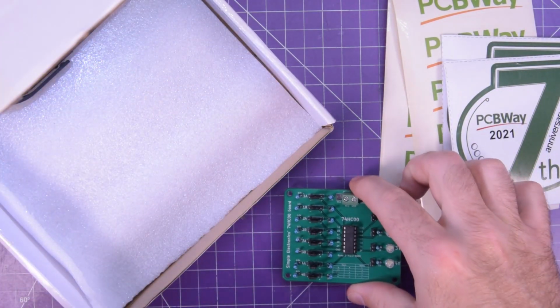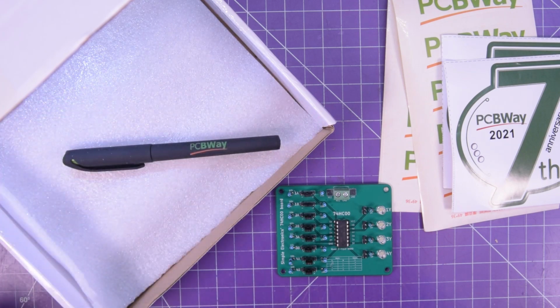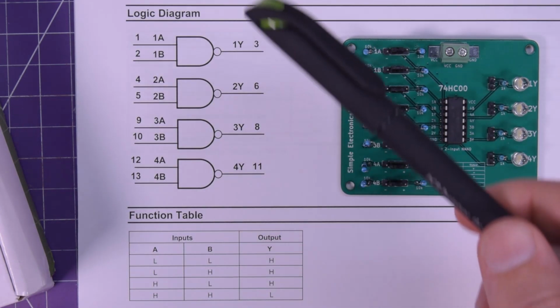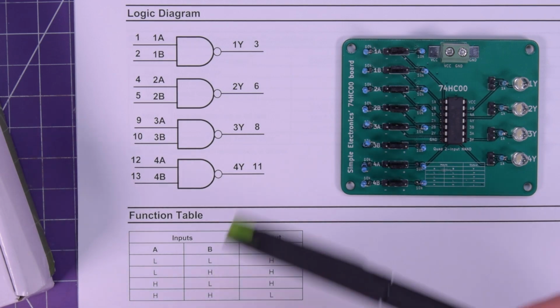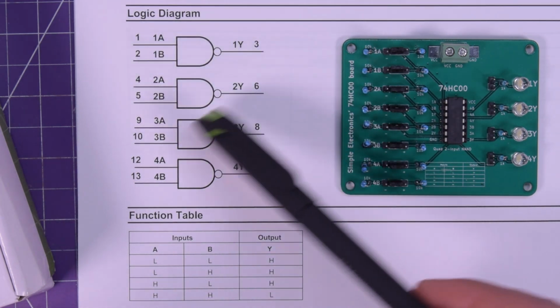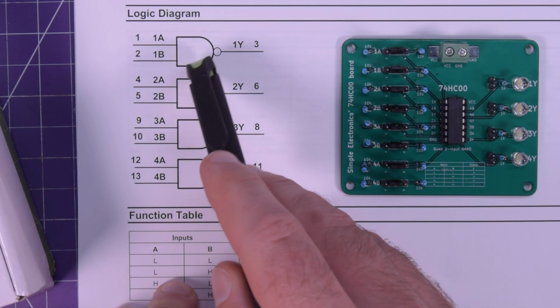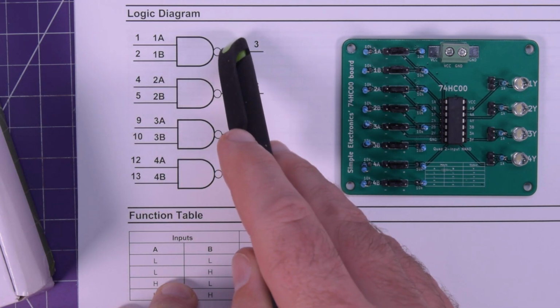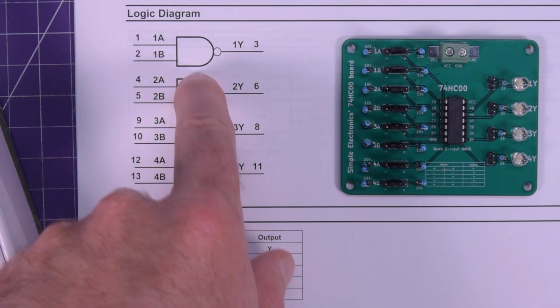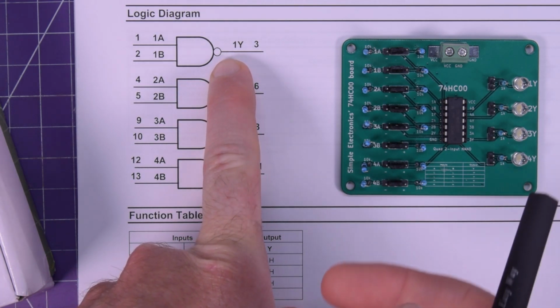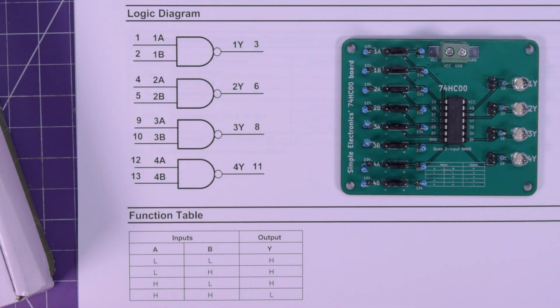Today's video is about the 74HC00, and let's take a look at what that is. The 74HC00 is a quad NAND gate. Now, that means it has four independent NAND gates, and a NAND gate, spelled N-A-N-D, is basically an AND gate, A-N-D, with an inverter at the end. So if you already know what an AND gate does, all you have to do is invert the output, and that gives you a NAND gate.